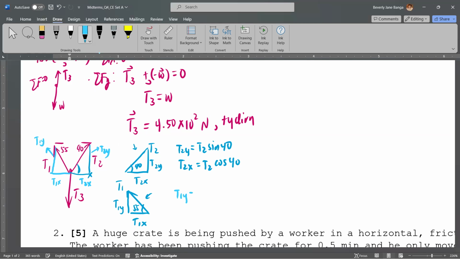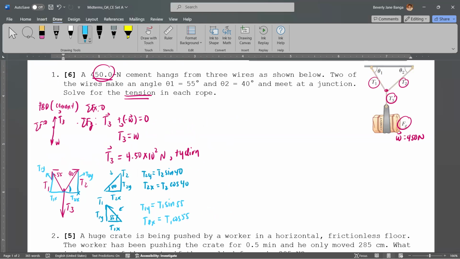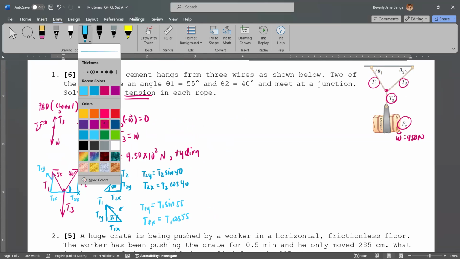So, si T1Y natin is opposite the 55 degrees. So this is T1 sine 55. And T1x natin is simply T1 cos 55. Okay? So ngayon, gagawin na natin yung summation ng forces natin along x and y.